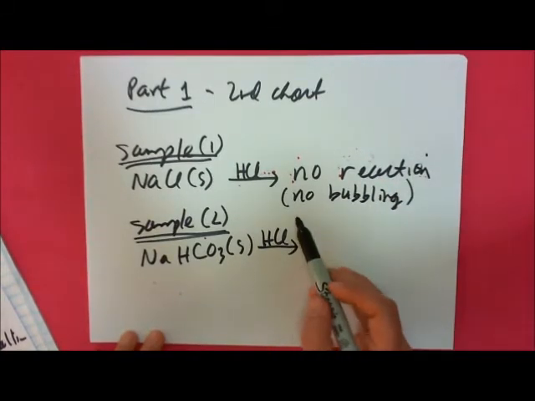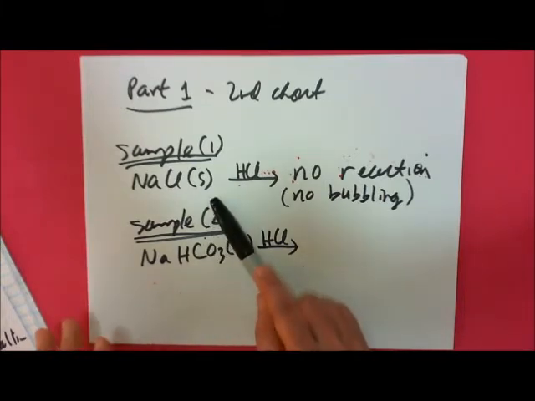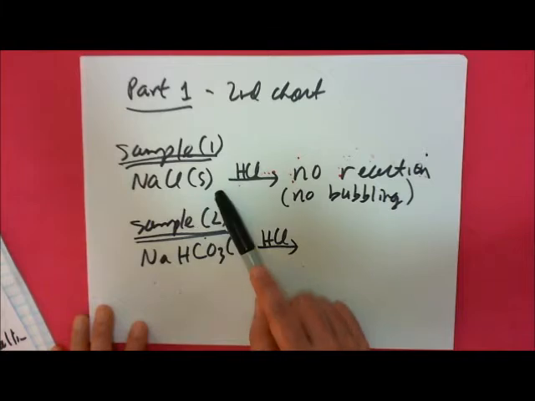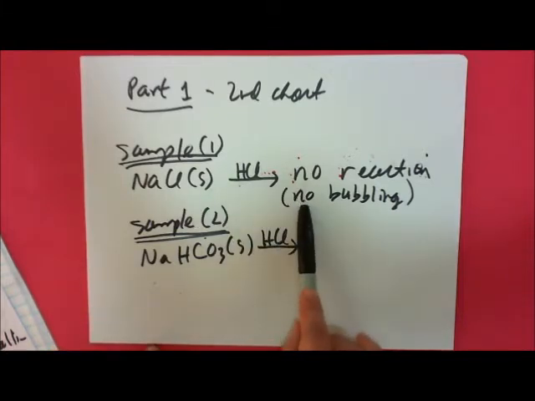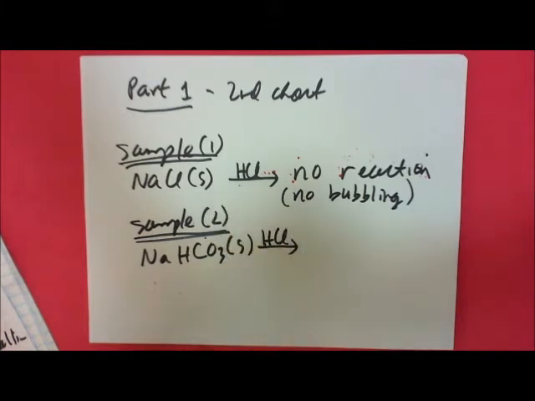Now, if you didn't do your first reaction correctly, so if you didn't do that first chart correctly and didn't add enough hydrochloric acid, you may see bubbling, but that's only because you had an incomplete reaction and you still have some of the sodium bicarbonate left. If your first reaction went well, you would have used up all of your sodium bicarbonate, so by this time you should have nothing but sodium chloride, and you should see no reaction.